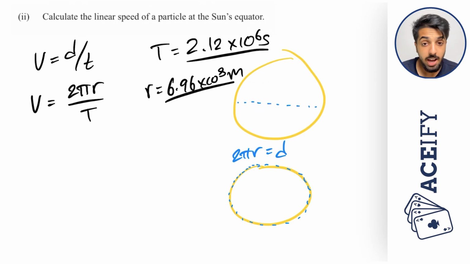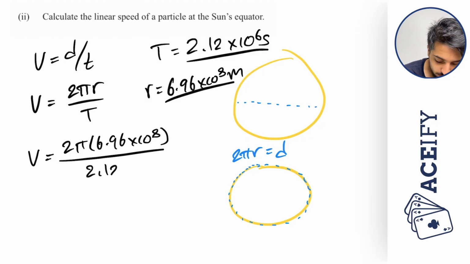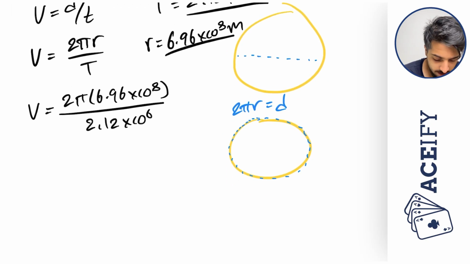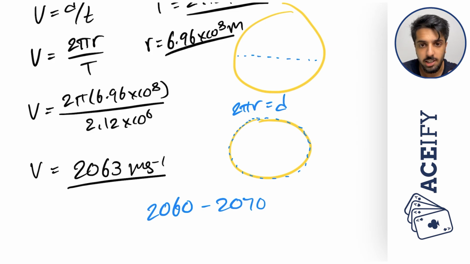And so we can plug in our numbers. Our linear velocity is equal to 2 pi times our radius, 6.96 times 10 to the 8, all over our period, 2.12 times 10 to the 6. And this gives us a velocity of 2,063 meters per second. There we go. Now it's important to note that in the answer schedule it says any answer between 2060 and 2070 is acceptable. This is just due to some rounding errors.